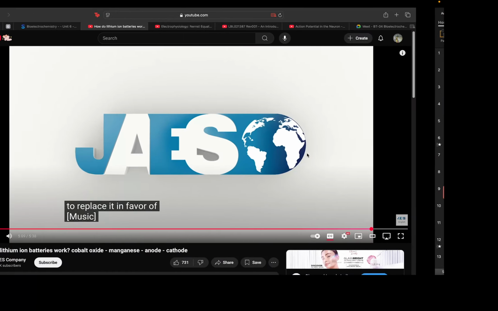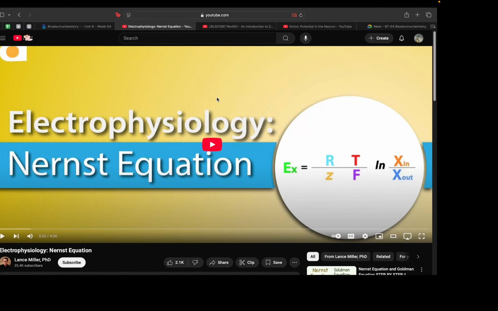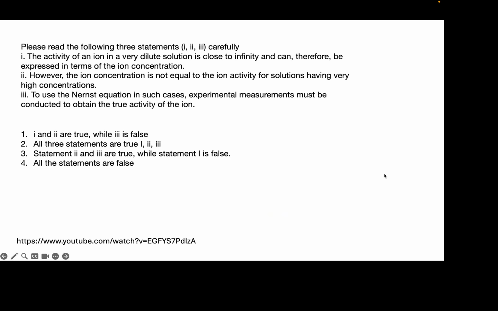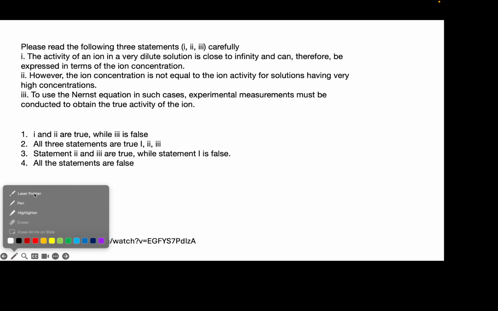So this was a little bit too much information with respect to batteries, but yeah, it's never bad to know all the details, correct? Moving towards our next question.